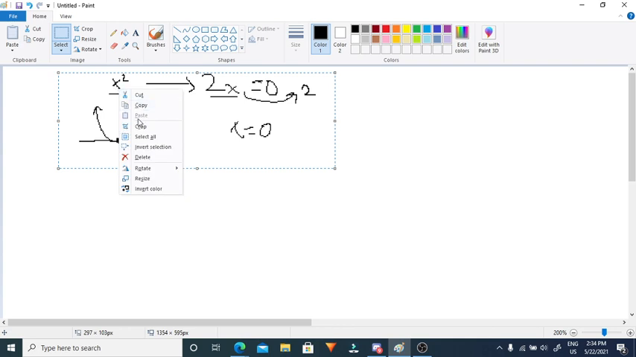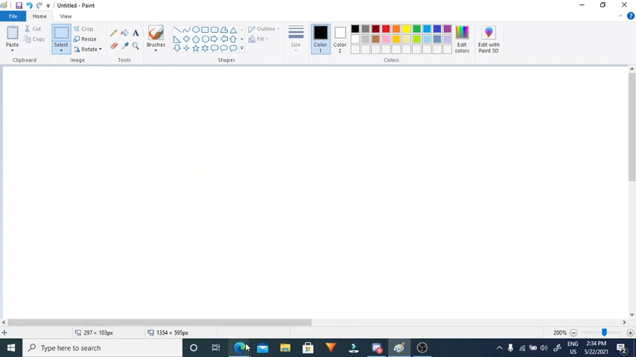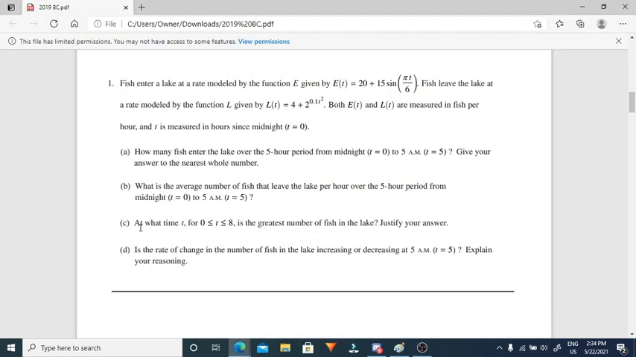a function, which we can use in order to find here the greatest number of fish in the lake. We're trying to find the maximum between this interval. So in order to do that, we need to find, okay, what is the function that maps the number of fish? Well, the functions that we are given, we have the rate at which fish enter the lake and the rate at which fish leave the lake, which are actually just the derivative of the total number of fish entering and leaving the lake.